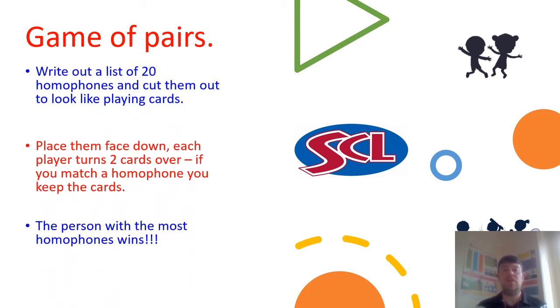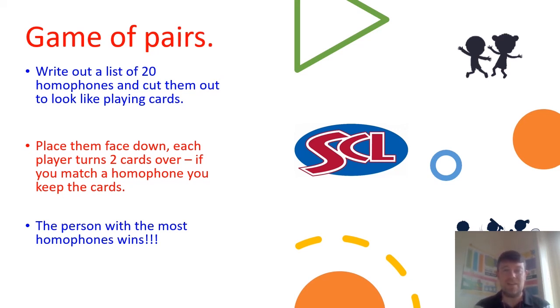I want you to write out a list of 20 homophones and cut them out so they look like playing cards. Then you're going to place them face down so you can't see what's written on them. And then each player takes it in turns to turn over 2 cards. If those 2 cards are a matching homophone, that person gets to keep those 2 cards, and the person with the most pairs at the end wins the game.